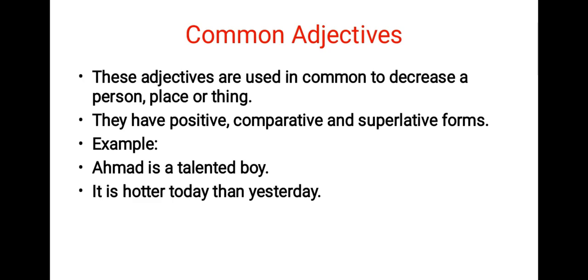Now common adjectives are the ones that are used in common to describe a person, place, or thing. They have positive, comparative, and superlative forms. For example, Ahmad is a talented boy. Here it is showing the talent of Ahmad. A talented boy, here boy is common. Ahmad is a proper noun, but we are counting him in the group of talented boys. So here boy is a common noun and talented is referring to the common, so it is a common adjective.